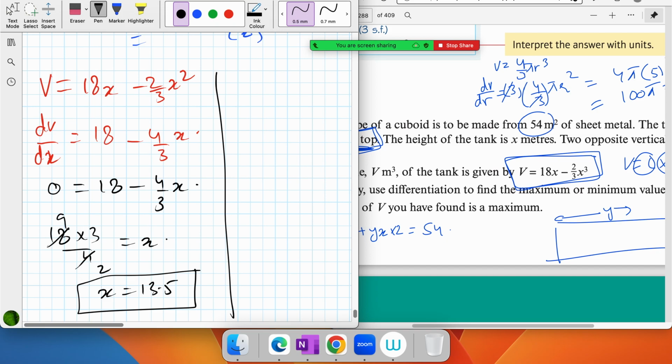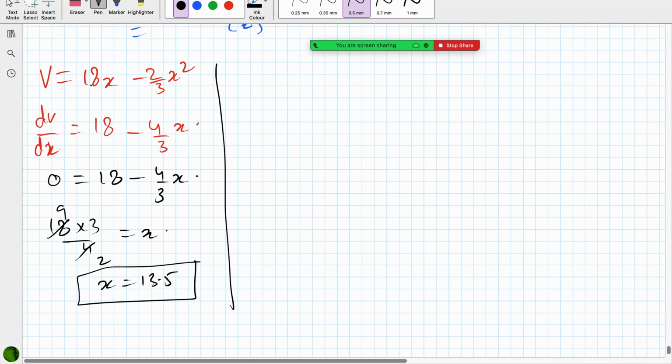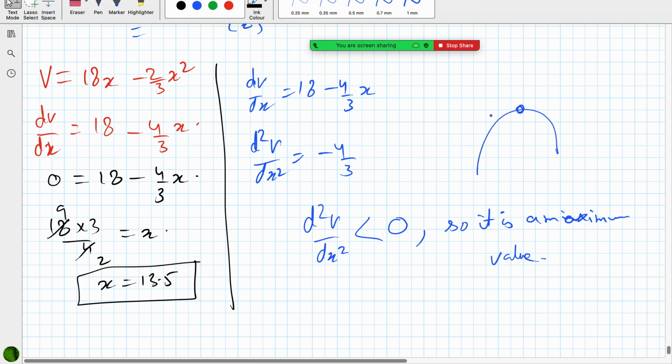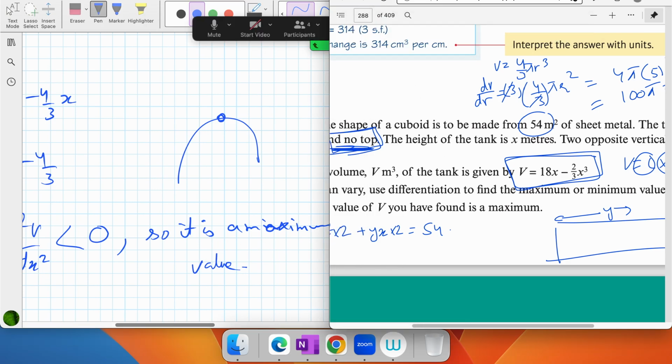How will we check that it is maximum or minimum? That's right. So we already have dV by dx, 18 minus 4 by 3 x. So we go for the double derivative, d square V over dx square, and we get minus 4 by 3, which is negative. So d square V over dx square is less than 0. So it is a maximum value. Negative means a sad face, so it is a maximum value. So this value of x would actually give you the maximum volume.